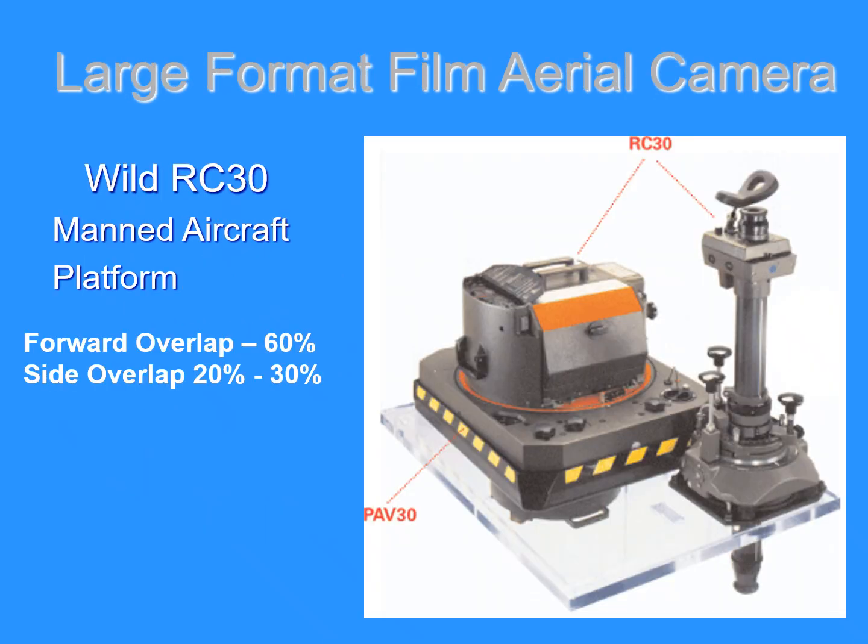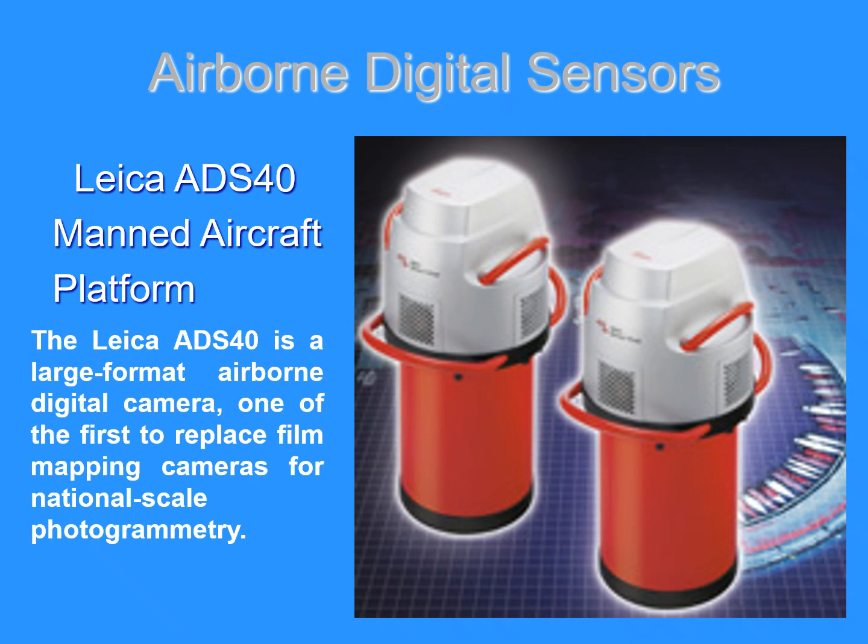It's a large format film aerial camera, the Wild RC30 on the manned aircraft platform. Forward overlap 60%, side overlap 20 to 30%. Airborne digital sensors. This is the Leica ADS40, a manned aircraft platform. The Leica ADS40 is a large format airborne digital camera, one of the first to replace film mapping cameras for national scale photogrammetry.